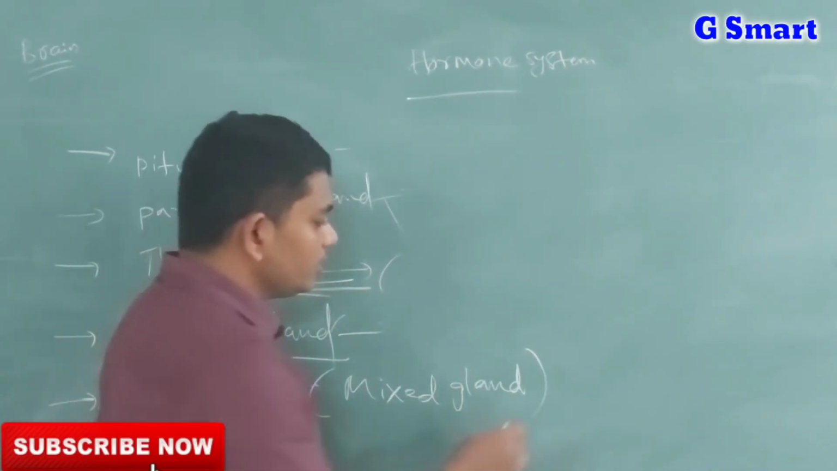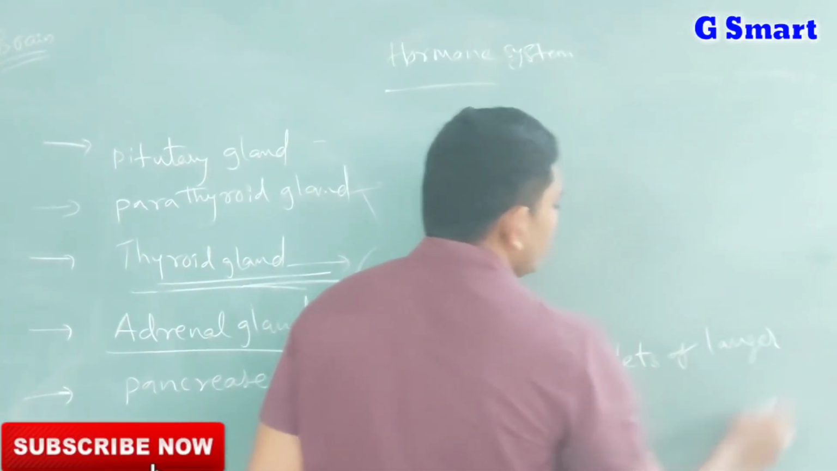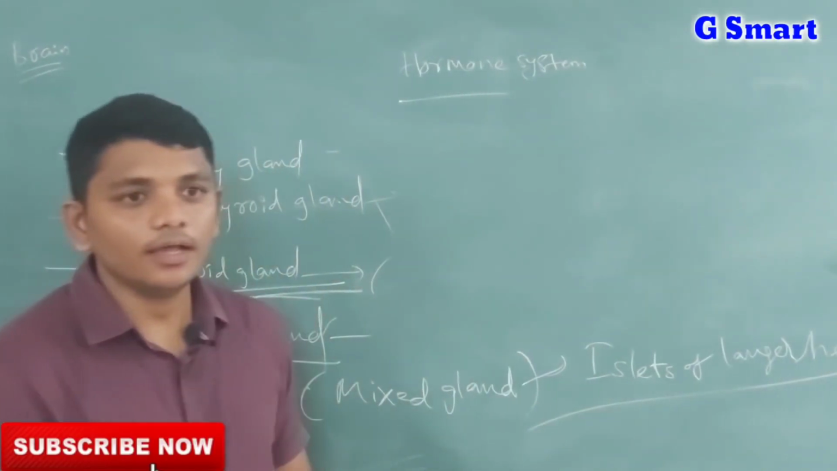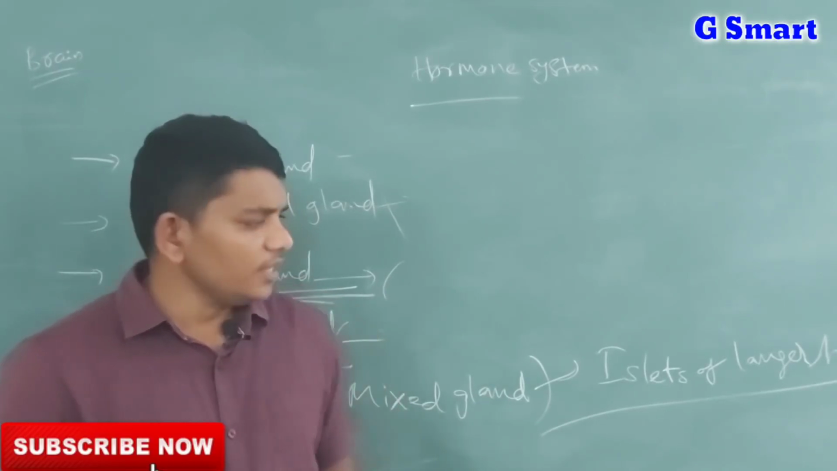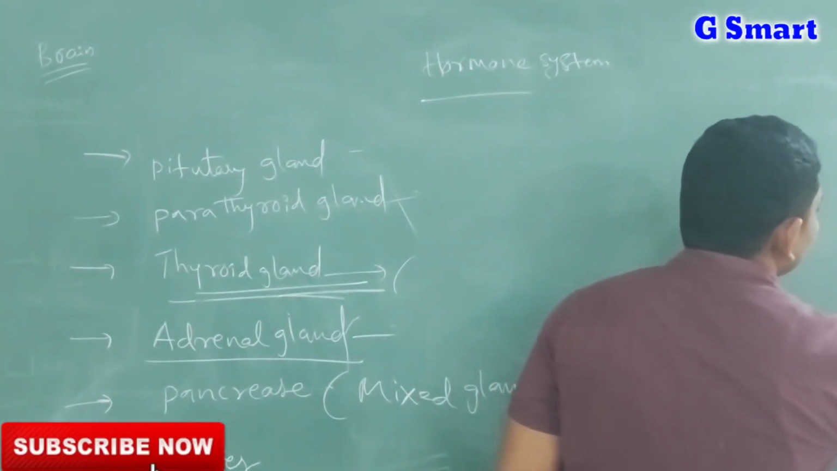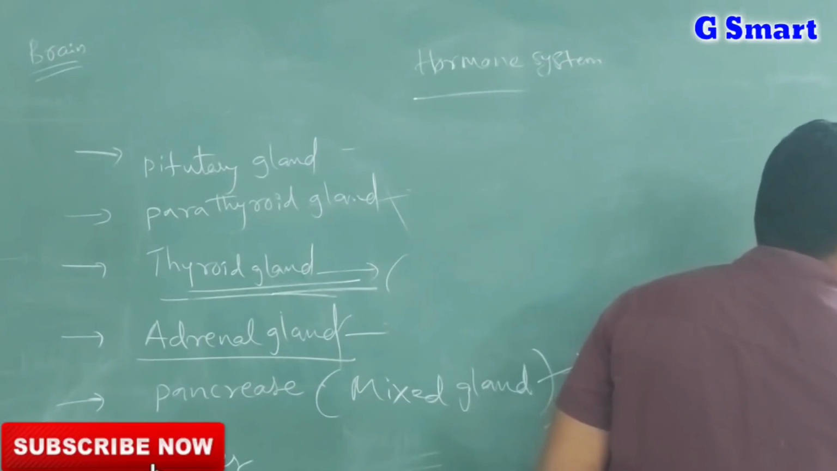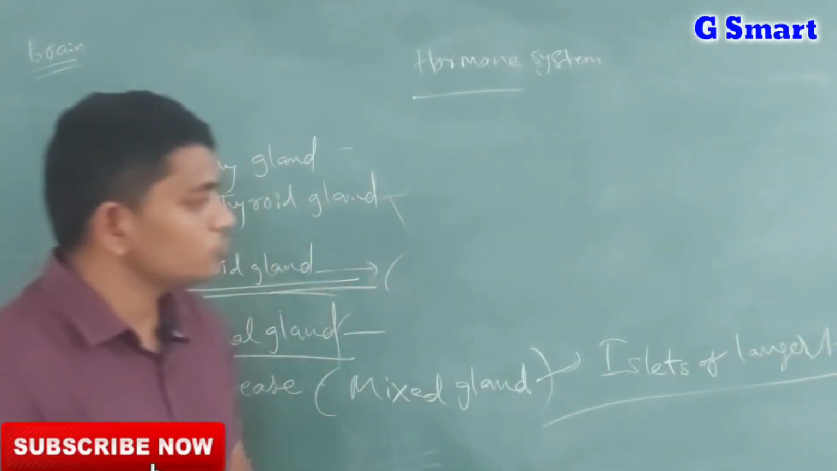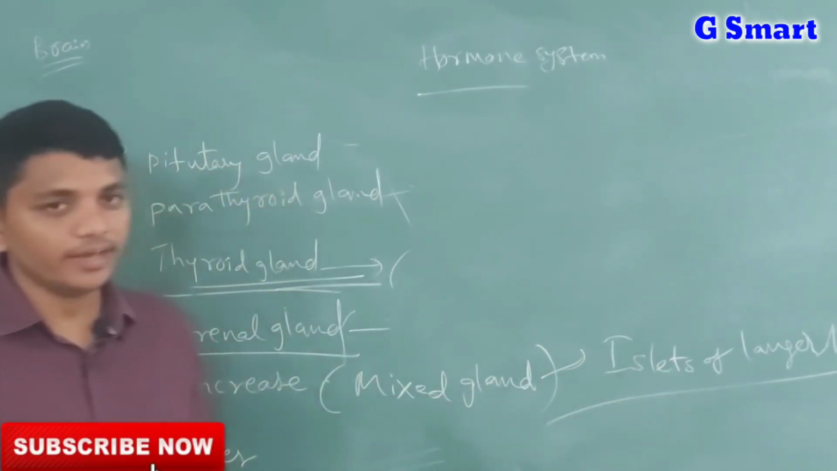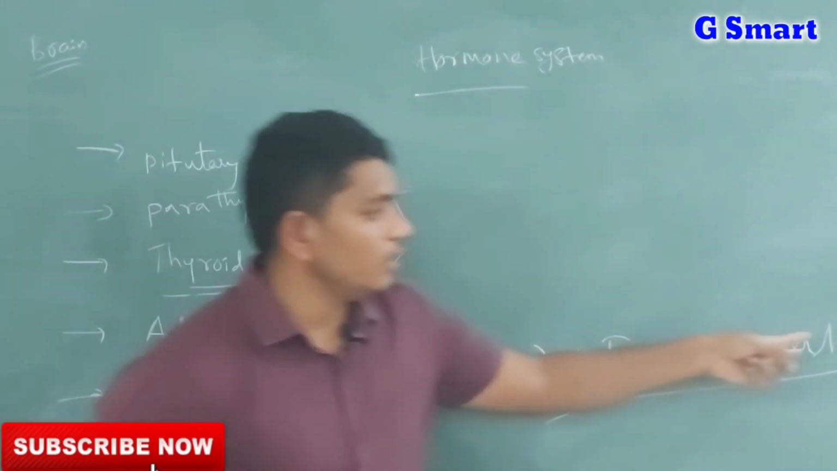The pancreas has some cells called islets of Langerhans. These are cells in the pancreas. These cells usually release a hormone called insulin, and one more hormone called glucagon. So these two hormones are generally released by the pancreas. The pancreas cells are called islets of Langerhans, and the pancreas is also called a mixed gland, releasing two types of hormones, insulin and glucagon.